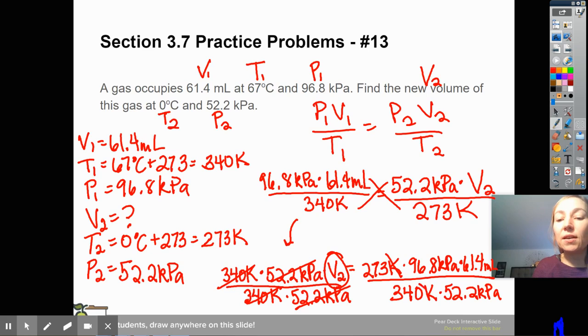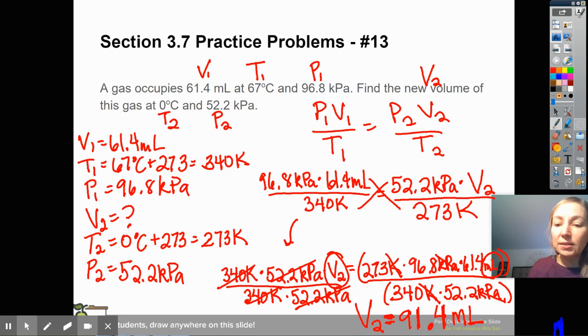If I check out my units, Kelvins cancel, kilopascals cancel. My units are milliliters, which is great because I've solved for a volume. And when I plug all that in my calculator, where this is my whole numerator and this is my whole denominator, for V2 I should get 91.4 milliliters. So that's how you use the combined gas law for a set of initial conditions and final conditions.